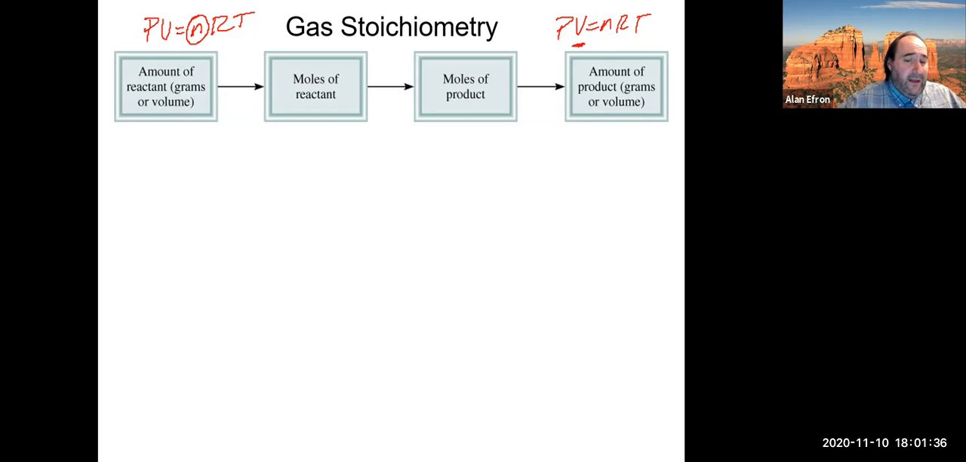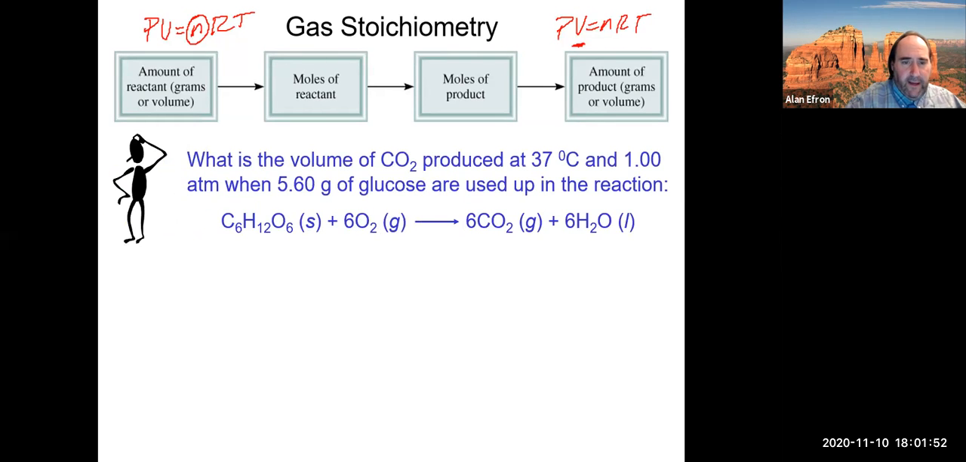On the back end there, you would start with a normal stoichiometry problem, which means you need a balanced equation, you need to convert to moles, and then put your moles into the ideal gas law. And again, usually solve for a volume. So let's take a look at one here.